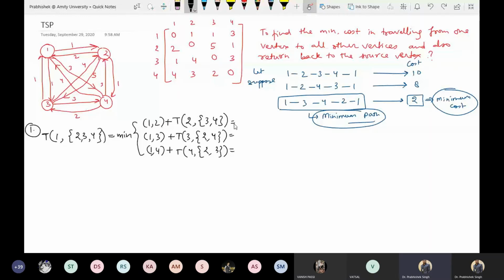What is the 1 to 2 distance? It is only 1. What is this? We don't know. We have to calculate. We will calculate later. What is 1 to 3? 1 to 3 is also 1. What is 1 to 4? 1 to 4 is 3. So now we have to calculate these terms, because without calculating these terms, we cannot calculate this question. So let's try calculating these terms.